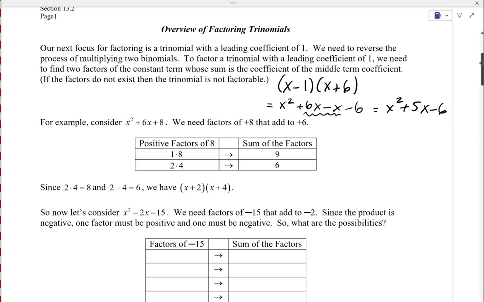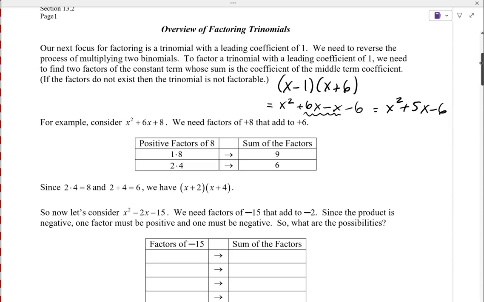So this is exactly what we're going to do. We're just going to do it backward, okay? We're going to start with this and try to break it up like this, okay? That's our goal. Start with the end and try to get back to the beginning, okay? All right, so let's look at the example that's here. We've got x squared plus 6x plus 8 is the end. Now notice when we multiply these two things together, notice the number on the end here, the minus 6, was the product of the minus 1 and the plus 6, right?